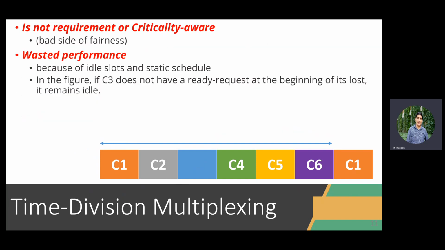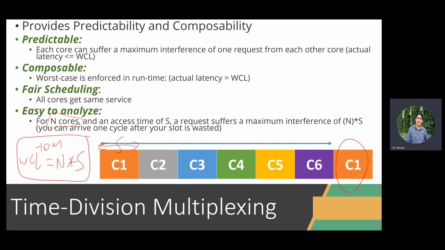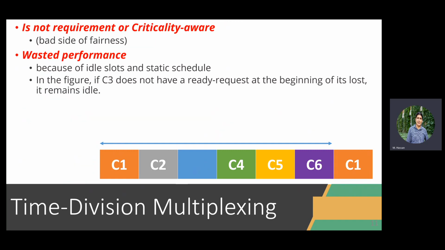For TDM, I was also expecting your friend's answer here. For TDM, we said you might think my worst case is that I arrive here. But in fact, no, in TDM, because it's a static thing, you only account at the beginning of the slot. And the worst case, you arrive one cycle after. But round robin is a dynamic schedule. There is no concept of slots. There is no concept of a lookup table that you have to go to. Every time it looks into which core is at the top of the queue and which one needs to be served.